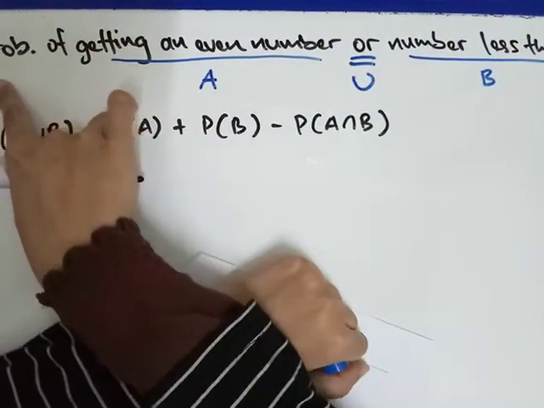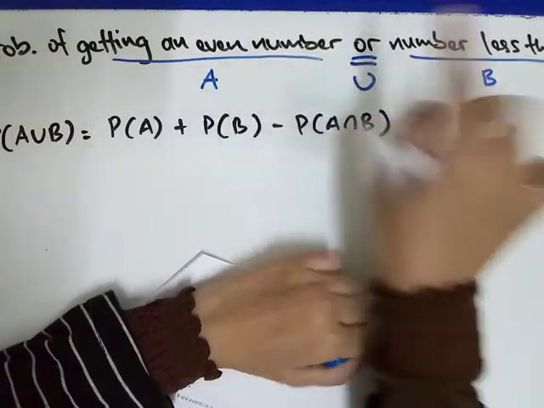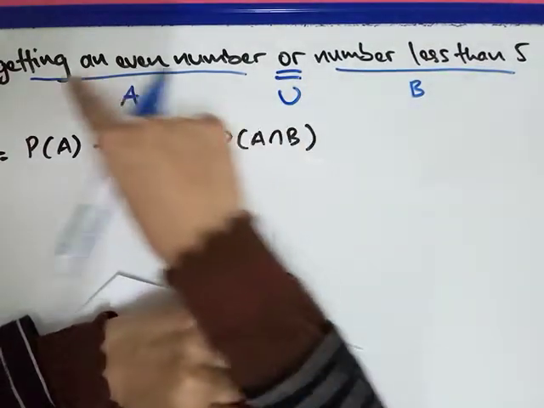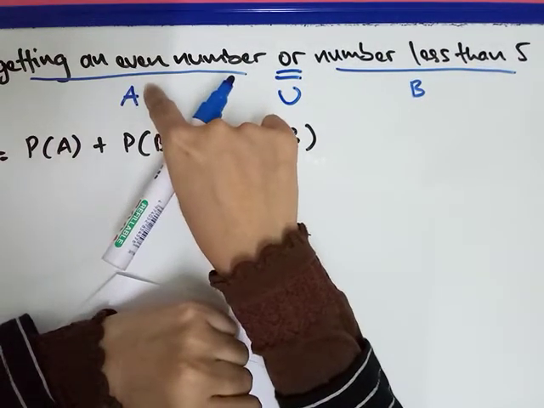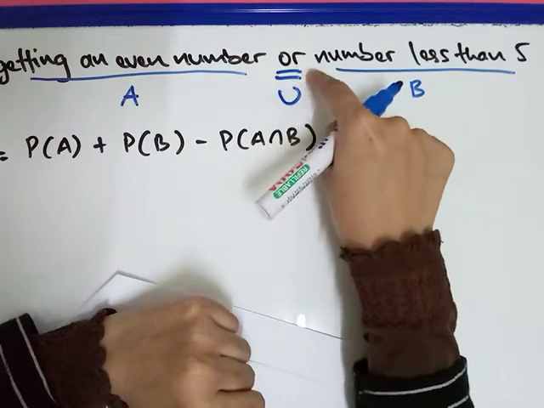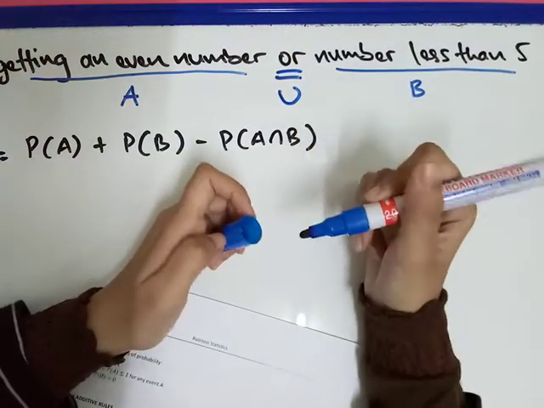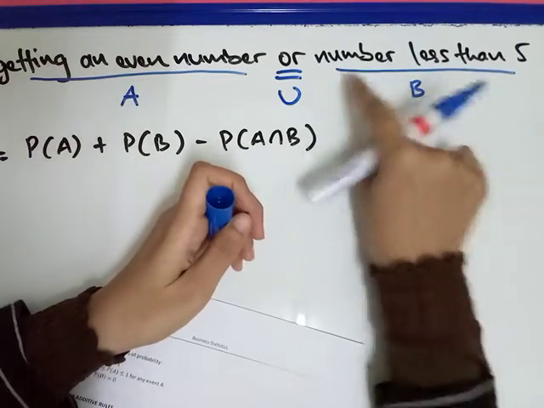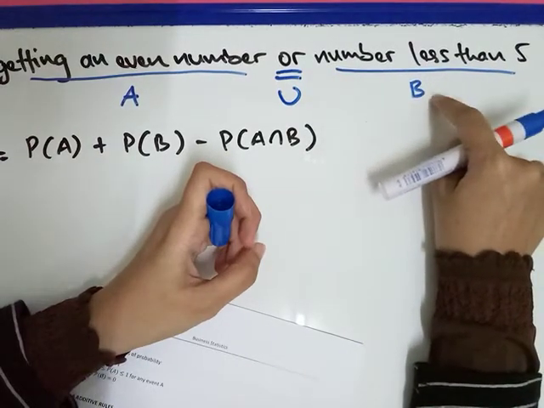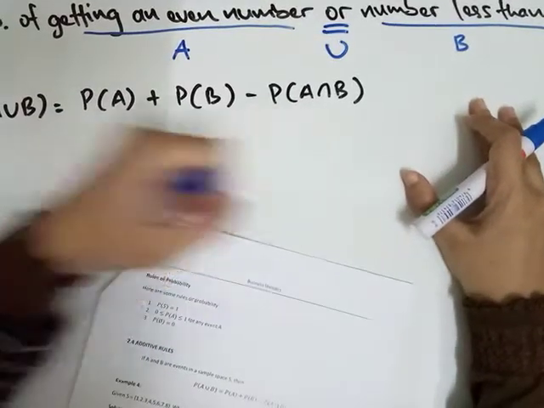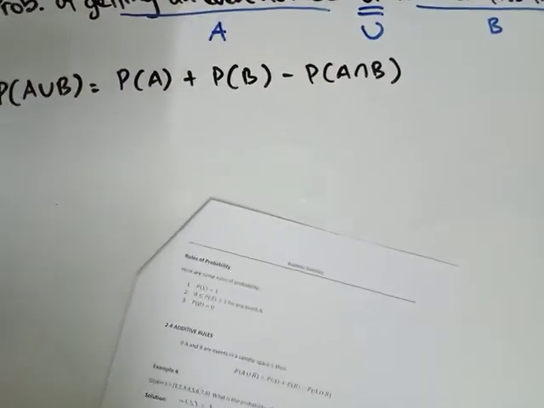Yang ni saya dah tulis probability of getting an even number or number less than 5. So, getting even number, kita letkan sebagai A. And then ada or. Bila or, that means the union. That means you have to use the formula probability of A union B. Number less than 5 ni, that means second event, kita letkan sebagai B. So, this is formula dia lah. Saya dah tulis siap-siap.